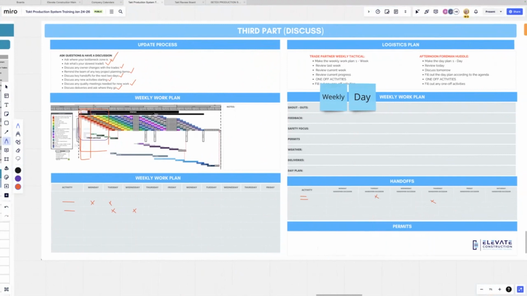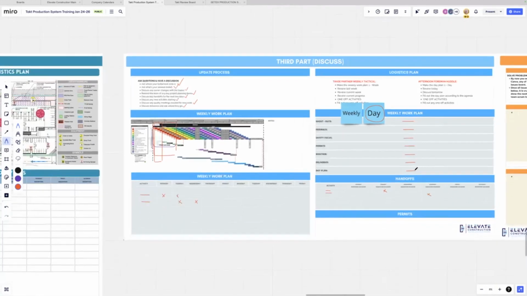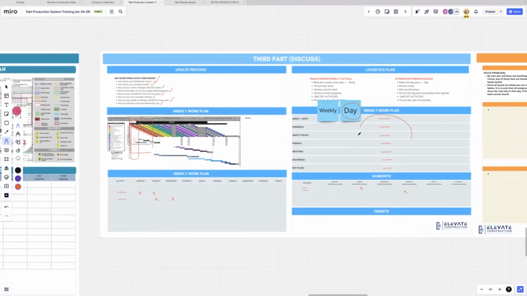Now, here's the key. If you're in the day planning of this, you would with your trade partner say, okay, what shout outs do we want to give to our trades? What feedback do we want to give to our trades the next day? What's the biggest safety focus for the next day? What permits do we have? What is the weather going to be like? What deliveries? And what is our general plan? What you want to do is make sure that you are going to communicate this to the workers and that everything is 100% planned out.